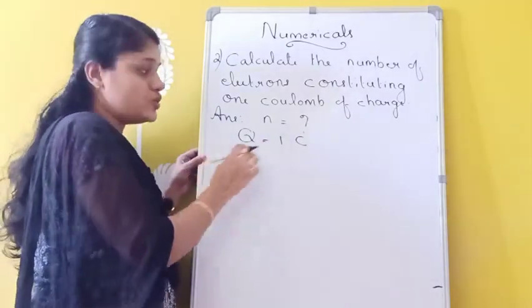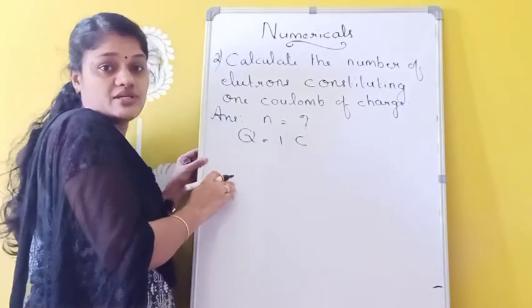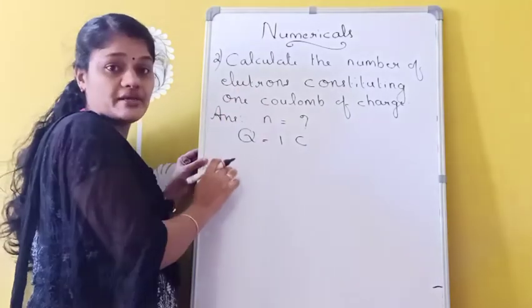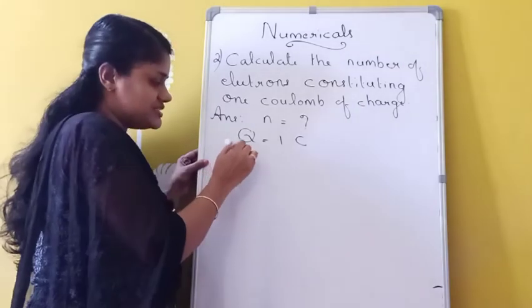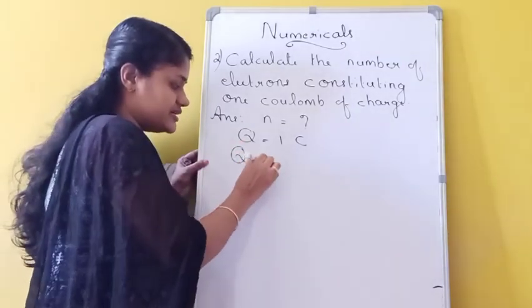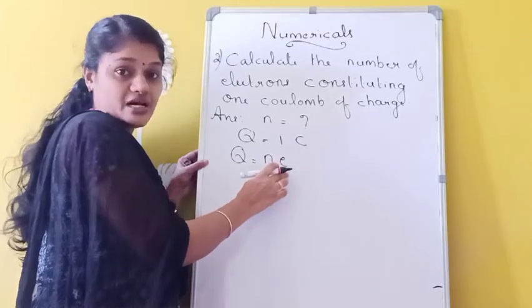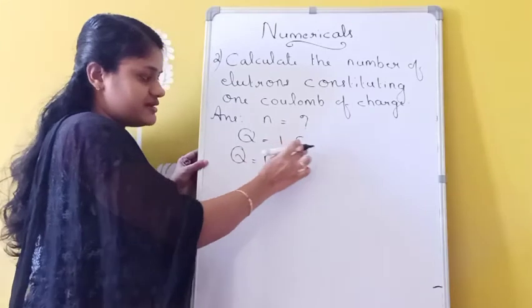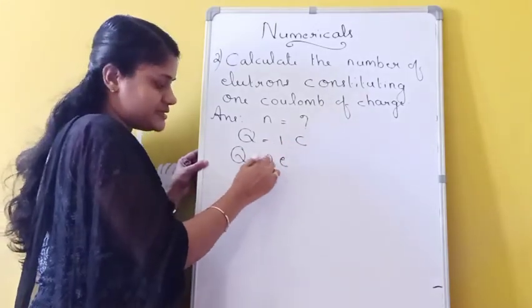And we know that according to quantization of charge, which we studied in the properties of charges, the charge on any body can be written as an integral multiple of the charge of an electron. That means we can write Q equals N into E. N is the number of electrons, E represents the charge of an electron, and Q represents the charge. Here Q is given as 1 coulomb. We have to find N.